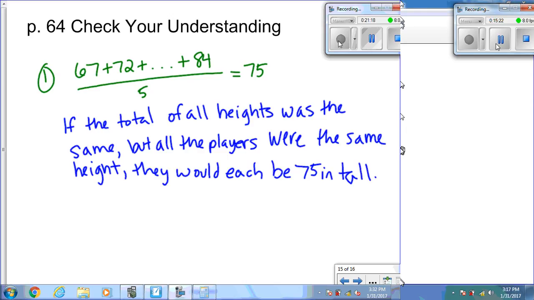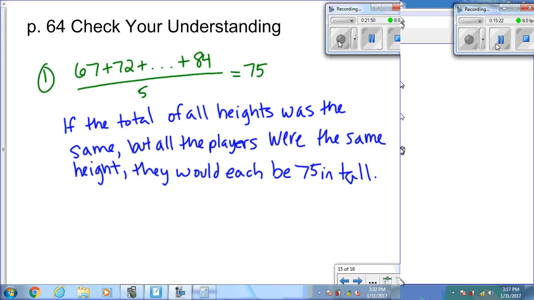All right, so the first problem in the check your understanding, I want you to find the mean and then interpret it. So if you added them all up and divided by 5, your mean would be 75. So the interpretation would say, if the total of all heights was the same, but all the players were the same height, they would each be 75 inches tall. The second part says to give a table of the mean and its squared deviation, the standard deviation for the values in your table. Show how to calculate it.